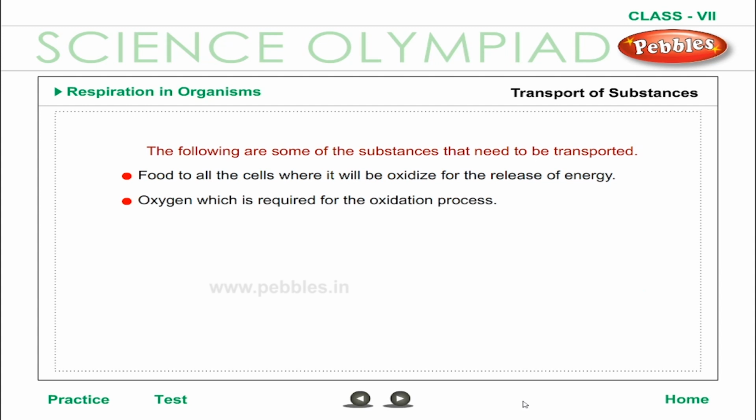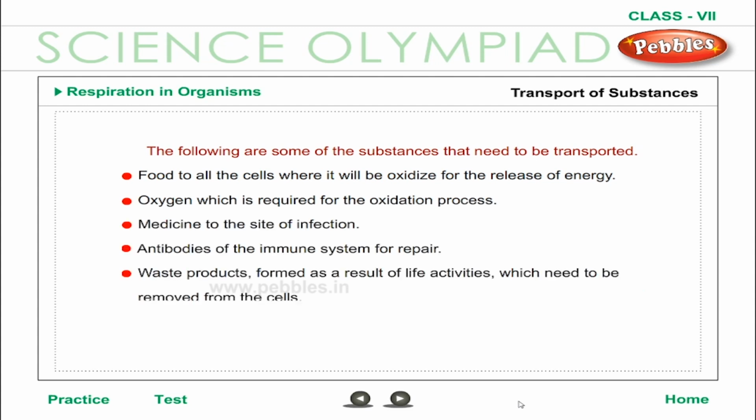Transport of substances. The following are some of the substances that need to be transported. Food to all the cells where it will be oxidized for the release of energy, oxygen which is required for the oxidation process, medicine to the site of infection, antibodies of the immune system for repair, waste products formed as a result of life activities which need to be removed from the cells.